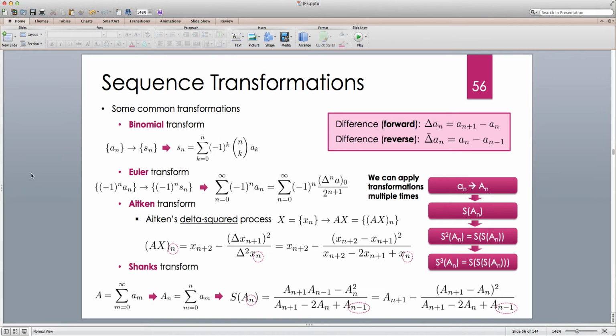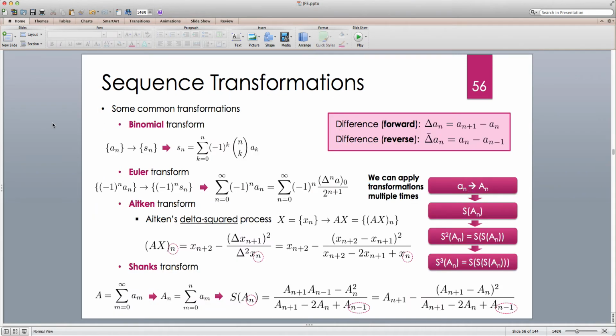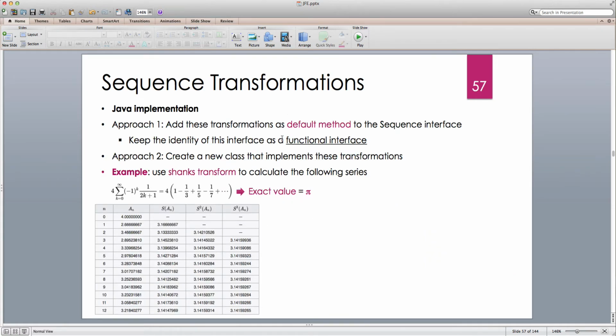But then the question is, how do we implement this in Java? And the first approach, I think, is the best approach, because we already defined a sequence as a functional interface. So instead of defining a class to implement this transformation on this sequence, because remember, when we apply one of these transformations to a sequence, the result should also be a sequence, right? For even a simple difference, when you apply it to the sequence, it's another sequence, and you calculate it at any given n, right?